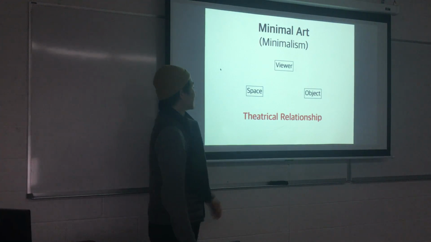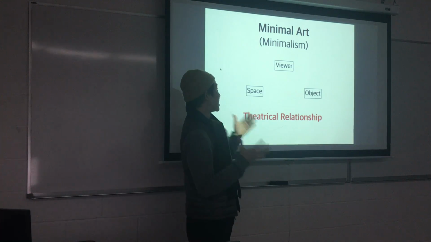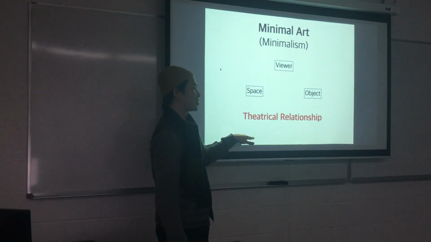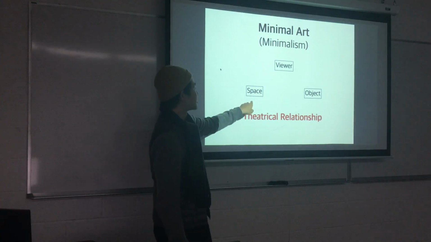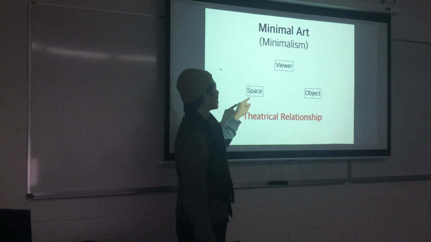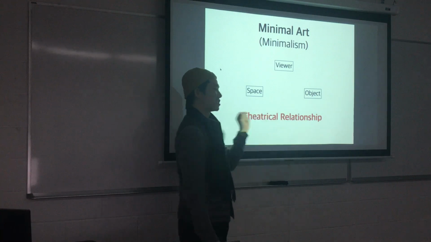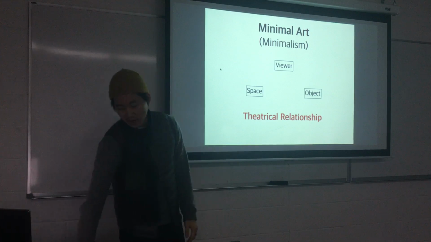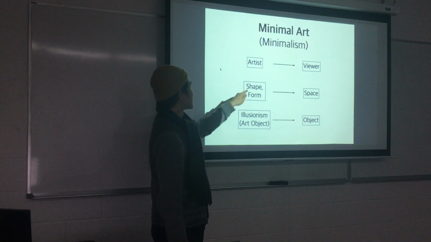So this is the theatrical relationship, which is minimalism and minimal art trying to make this kind of organization and relationship. So it's about the viewer and the space and the object. This triangle is actually making the viewer experience something rather than the artist showing something. So it's a big turn of the art. So right here, the big change is becoming like this.